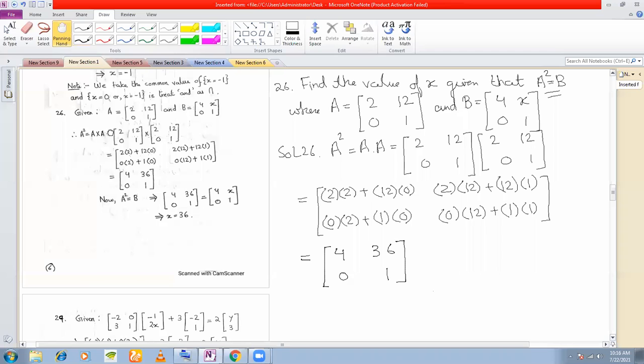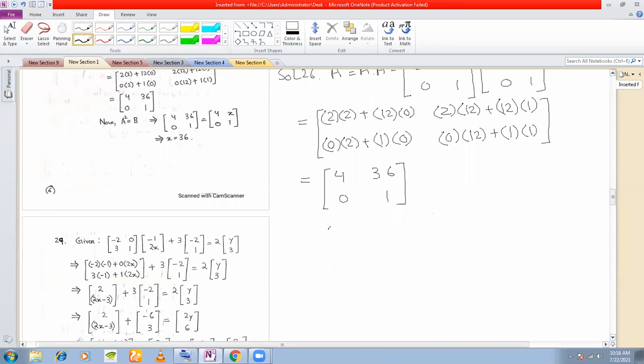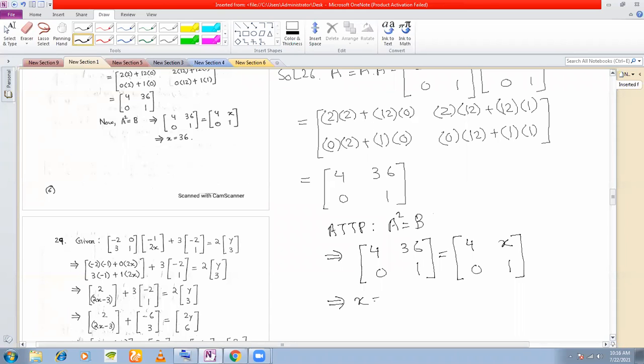Now according to the problem, A square must be equal to B. The value of A square, the value of B, and therefore what do you get from here? x is equal to 36, right? That is the required value of x. Any question?